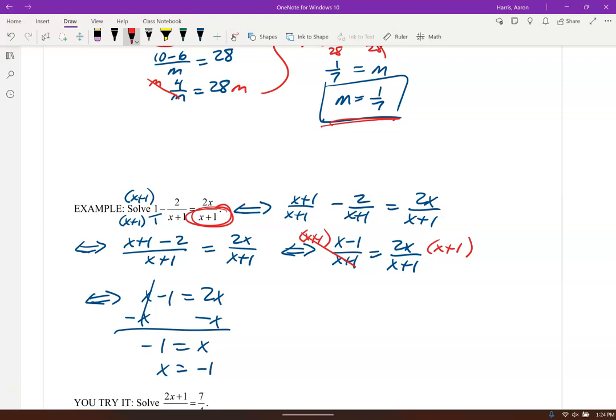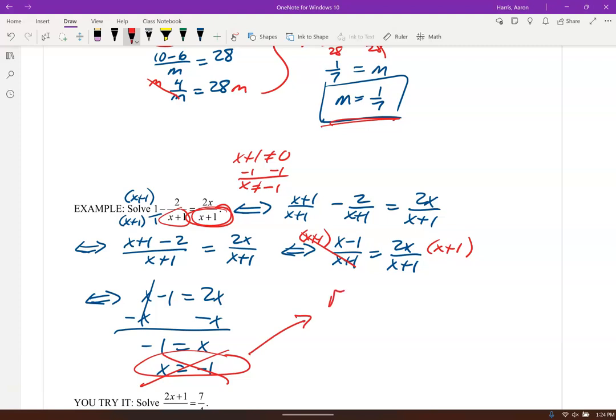Remember, x plus 1, we can't divide by 0. That can't be 0. In other words, we can't have x be -1. Same thing over here, it shows us the same thing. X can't be -1. Well, what do we end up with? -1. Well, it can't be -1. It makes the original equation undefined. So we say, well, that's our only option. We didn't have another option for an answer.